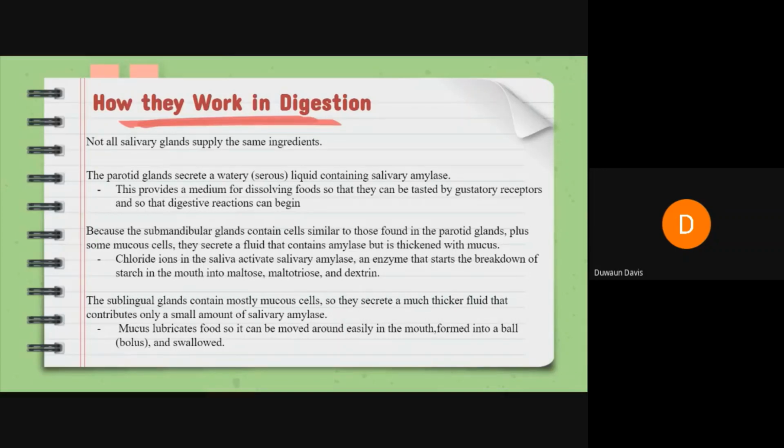The sublingual glands contain mostly mucous cells, so they secrete a much thicker fluid that contributes only a small amount of salivary amylase. This mucus lubricates food so it can be moved around easily in the mouth, formed into a ball called a bolus, and then swallowed.